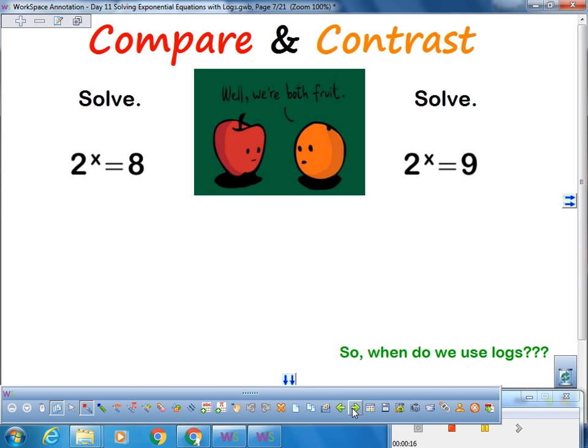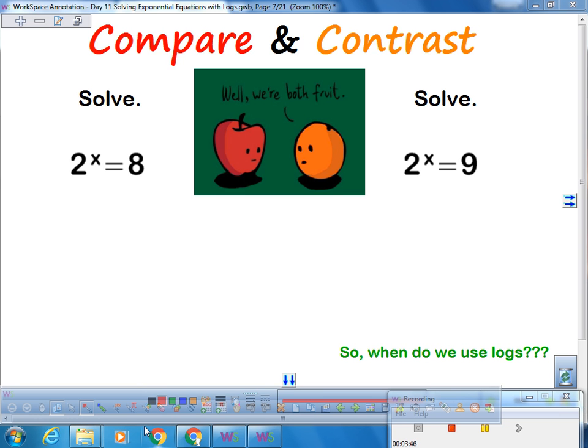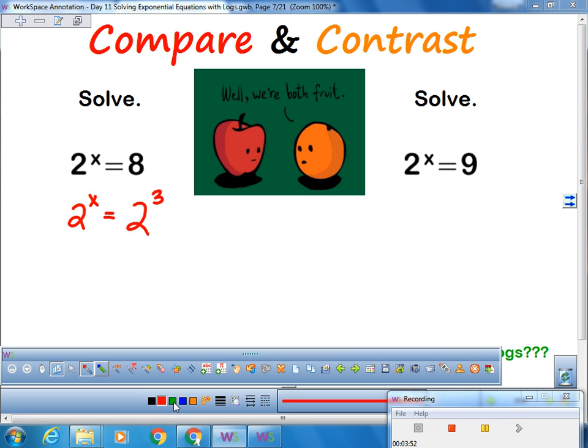All right, so compare and contrast. This is what we used to do. Can you solve this without even using algebra? Most of you should be able to tell me that x is 3, because you know that 2 to the 3rd power equals 8. Well, the way that we did this algebraically was we said we needed to find common bases. So I had 2 to the x equals 2 to the 3rd. Now I have common bases, so I can now compare exponents.